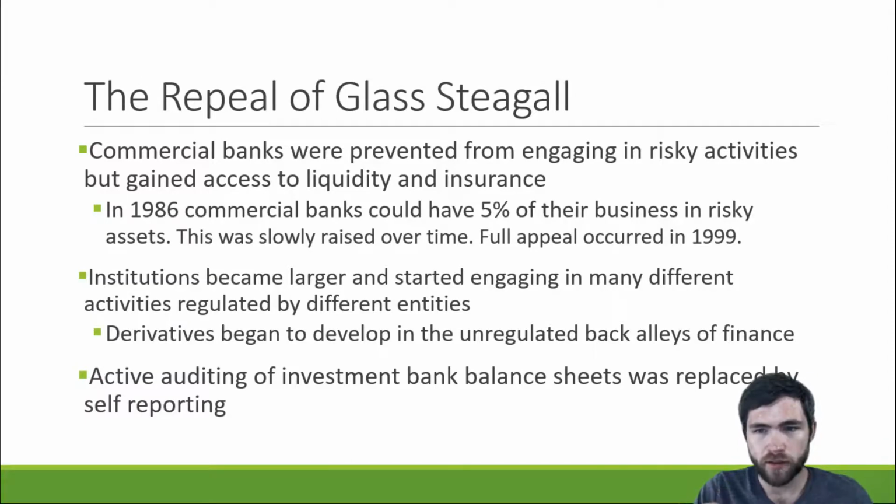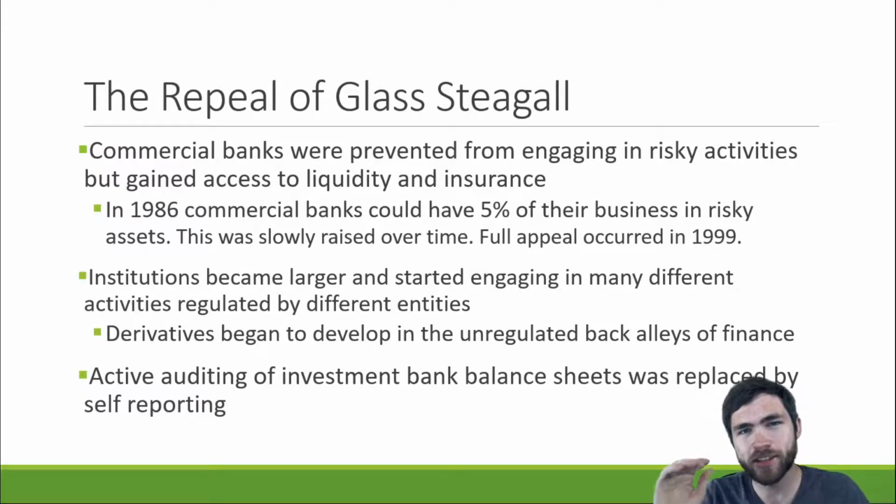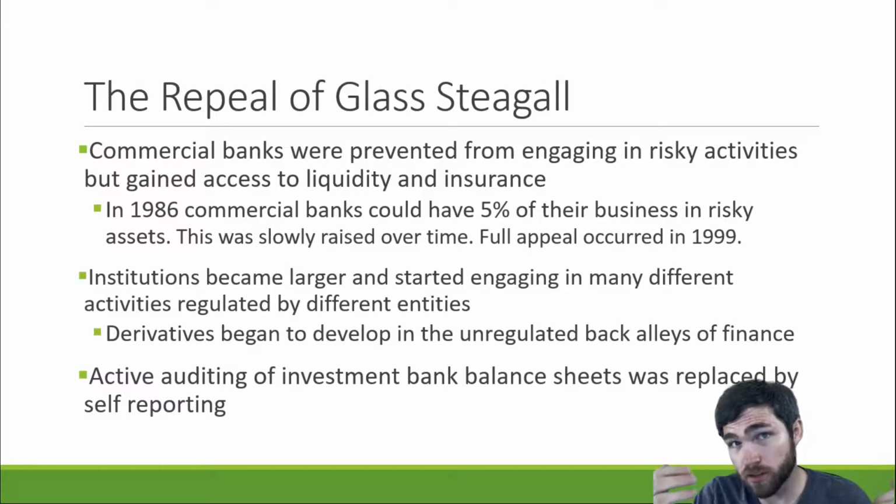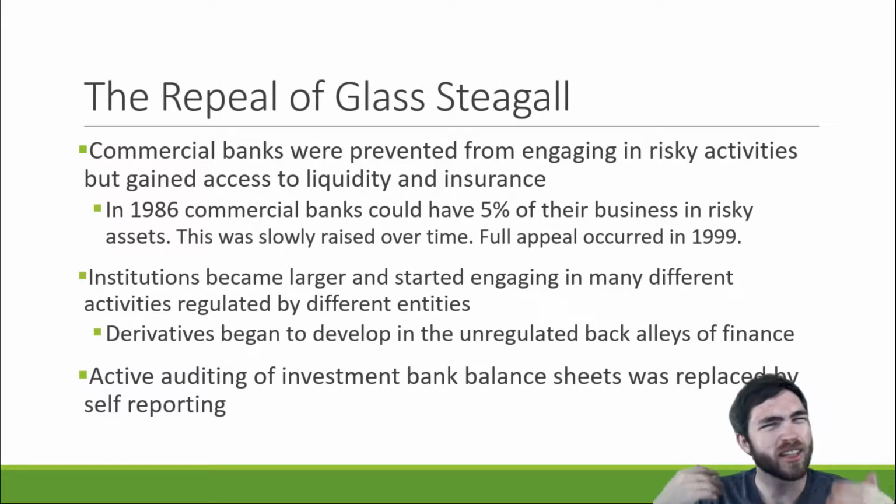So, in the wake of this, commercial banks were like, hey, if savings and loans can offer these high rates of return, why can't we? And so that was the phasing out of interest rates, and commercial banks also began lobbying to gain access to higher risk and higher yielding investments. So this was a phased deregulation. In 1986, they could have 5% of their business in these riskier assets, and it was slowly raised over time until full repeal of Glass-Steagall occurred in 1999.